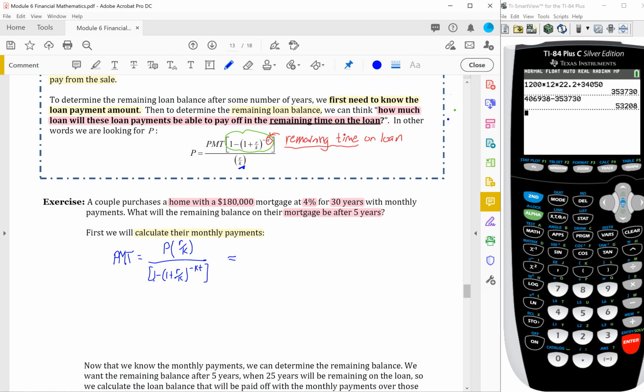Okay, we'll put in our initial balance, the $180,000, times our interest rate, which they tell us is 4%. Again, write that as a decimal. Raised to the negative 12, and we're doing this for a 30-year loan.